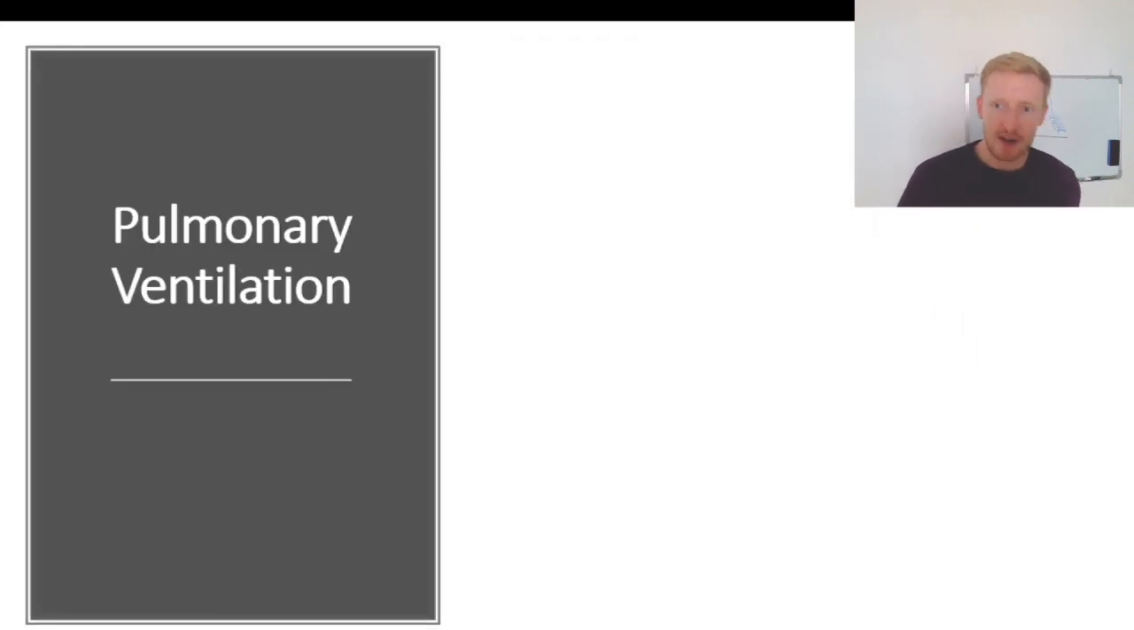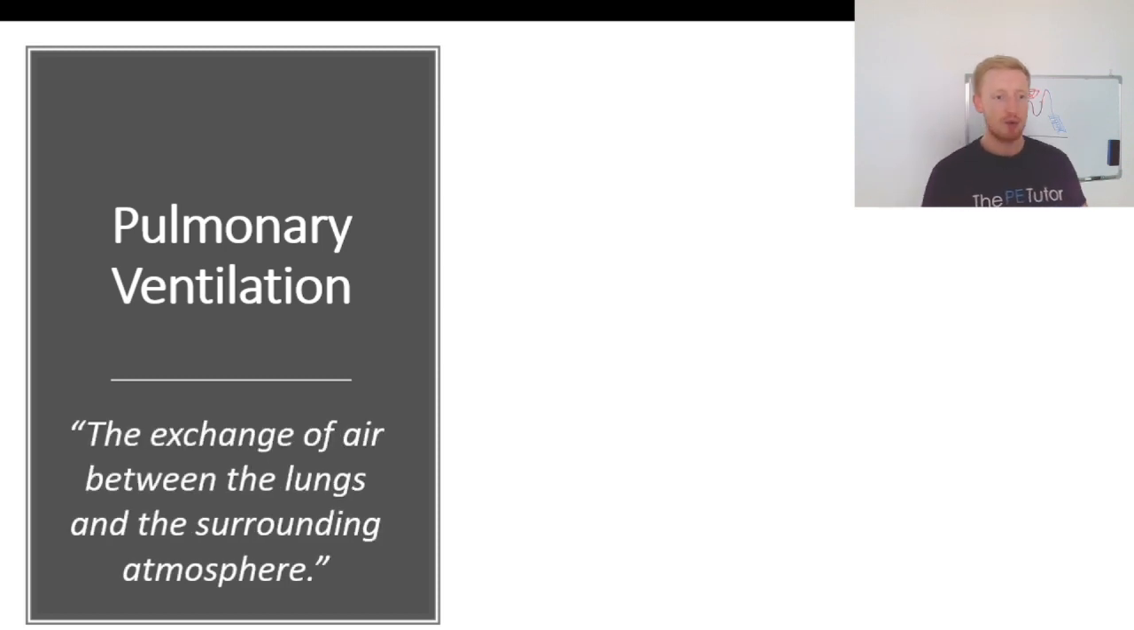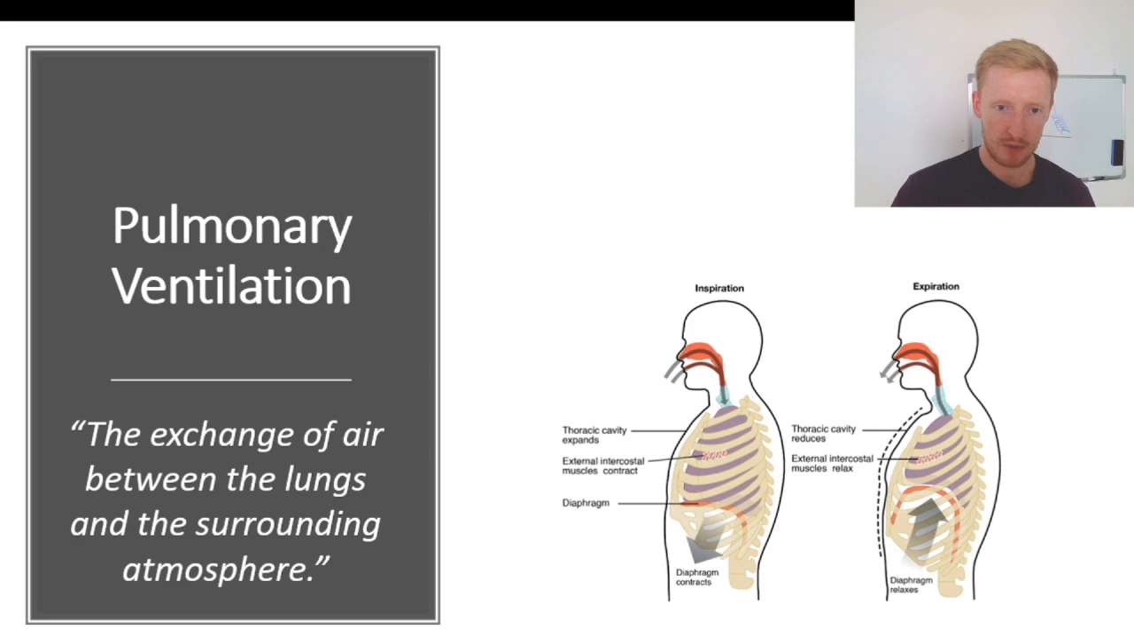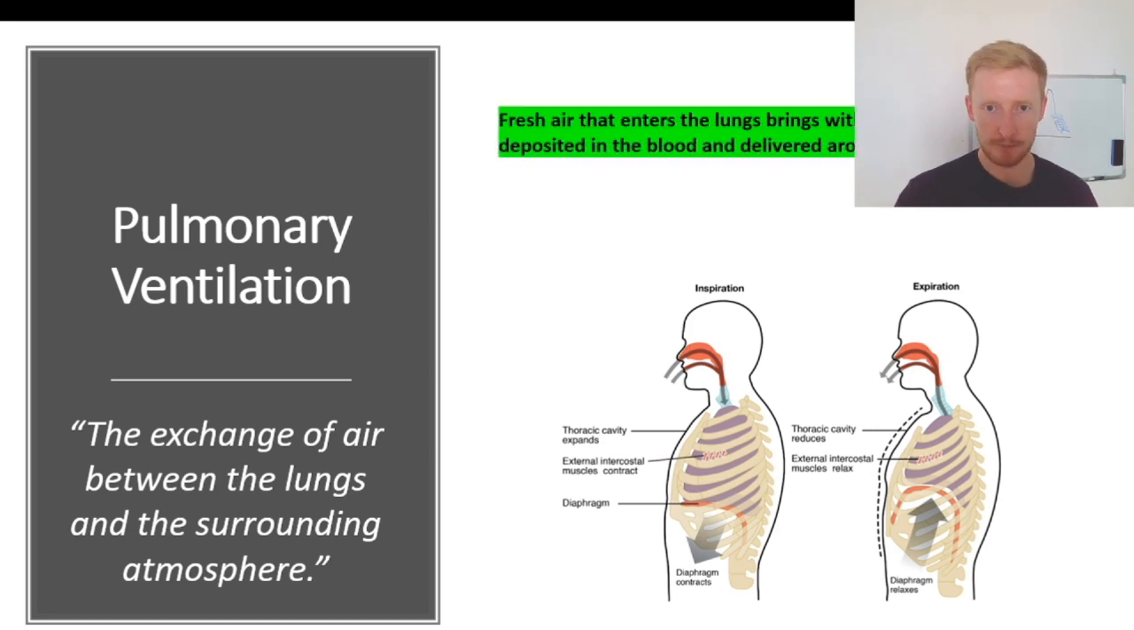So, pulmonary ventilation: the exchange of air between the lungs and the surrounding atmosphere. We're not talking about gas exchange, we're not talking about internal respiration, we're not talking about O2 and CO2, we're talking about this ventilation. Normal air, this cocktail of nitrogen, CO2, oxygen, all the gases, is coming into our body and we're exhaling a similar mixture. A little bit different with O2 and CO2, but it's this exchange of bog standard fresh air in and out of our body. That is pulmonary ventilation: inspiration and expiration.